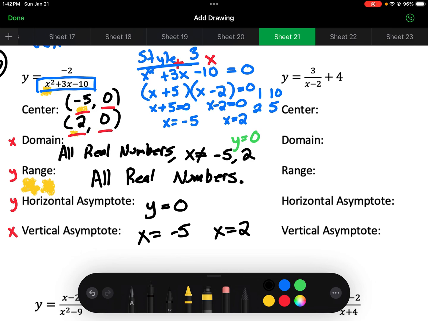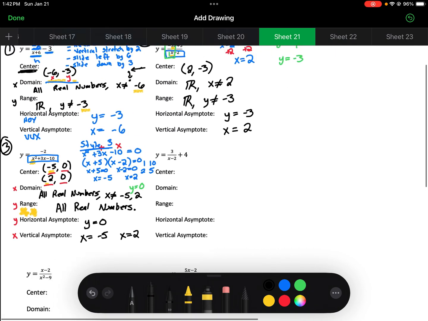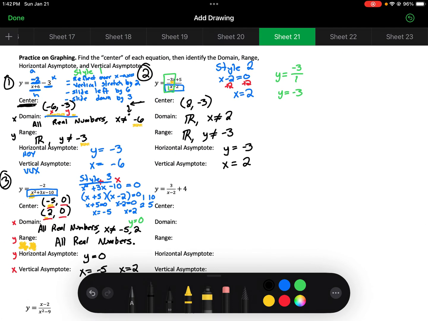So that is a refresher on all 3 styles of problem. It just takes time recognizing which is which, and then you find your centers, and then you're able to do domain, range, horizontal, and vertical asymptotes.